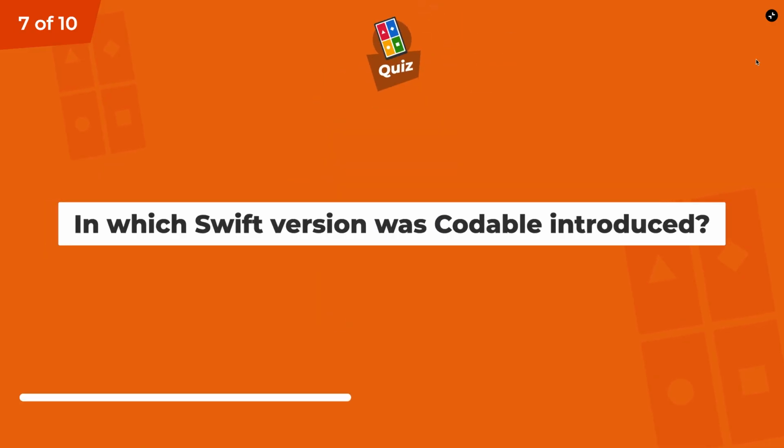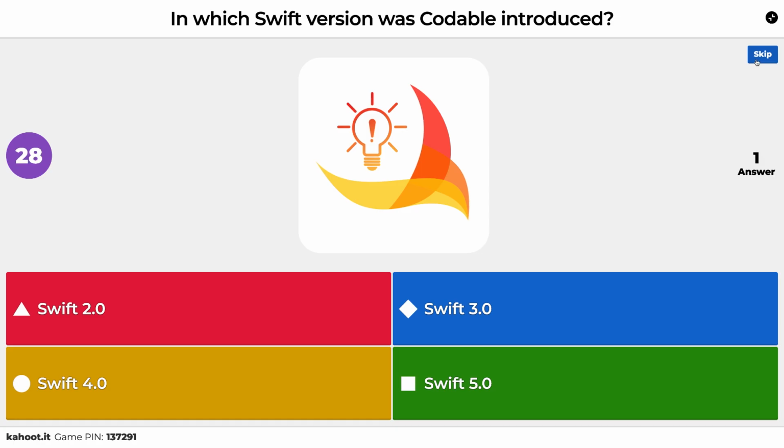In which Swift version was Codable introduced? Was it Swift 2? Was it Swift 3? Was it Swift 4 or Swift 5? Make your choice now. Swift 2. Huge release. Swift 3. An epic release. Swift 4, a lovely release, or Swift 5, a beautiful release. They're all great releases. I love all Swift versions, really. I'm a big fan of Swift, if you haven't guessed. 5 seconds. 3, 2, and 1.